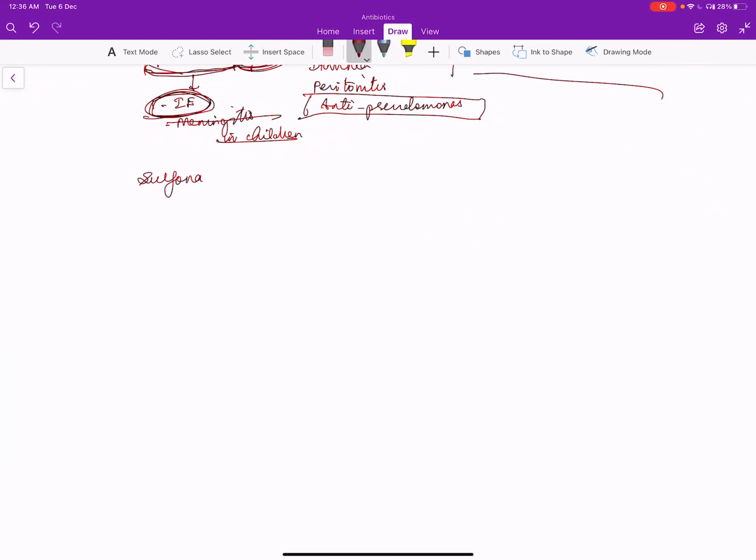Sulfonamides. The only practical sulfonamide in use is dapsone. We are not going to discuss that. It's an anti-leprosy drug.